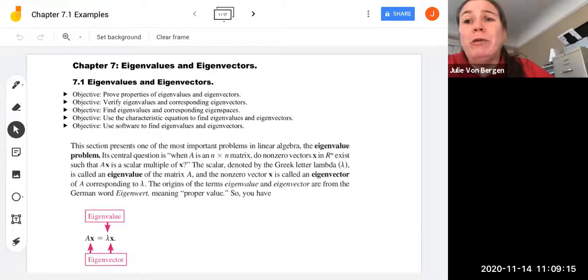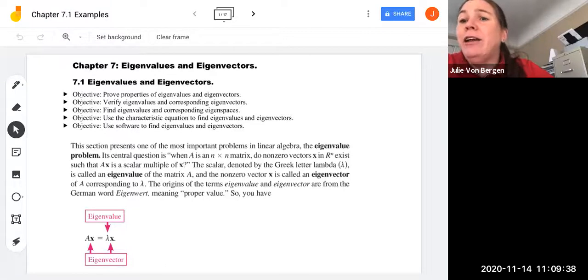This section presents one of the most important problems in linear algebra, what's known as the eigenvalue problem. Its central question is, when A is an n by n matrix, do non-zero vectors x in Rn exist such that Ax is a scalar multiple of x? So some matrix A multiplied by vector x, is that a scalar multiple of vector x?